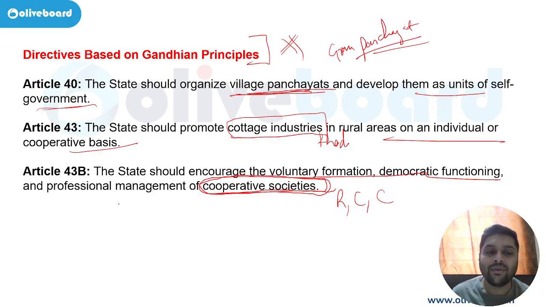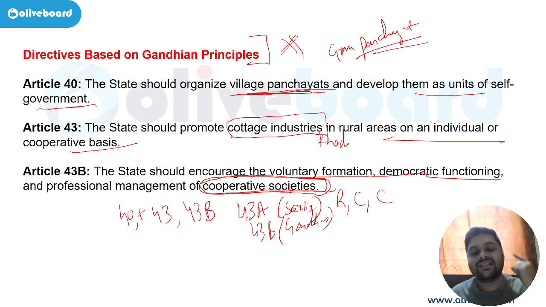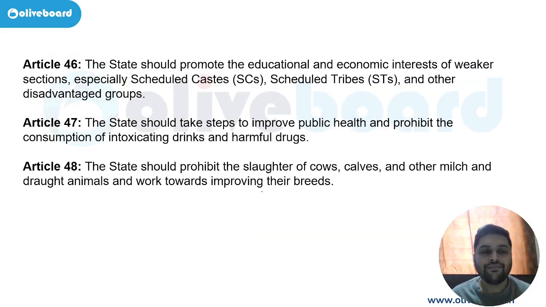Correct? So, how will you remember this? Simple: 40 plus 3, 43, and 43B. Always remember 43A is a socialist principle, correct? And 43B is Gandhian. How beautiful, no? In the same article, just the clause is changing and the ideological background is changing. 43A is socialist, 43B is Gandhian. Okay, simple. Let us go ahead.